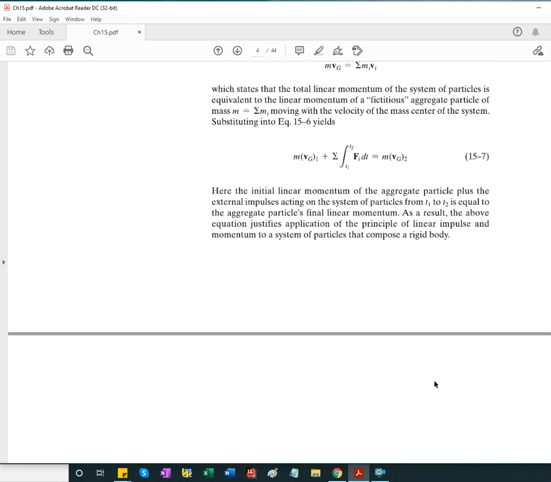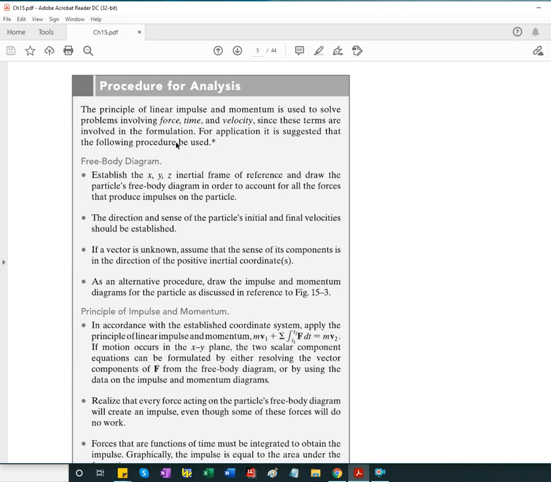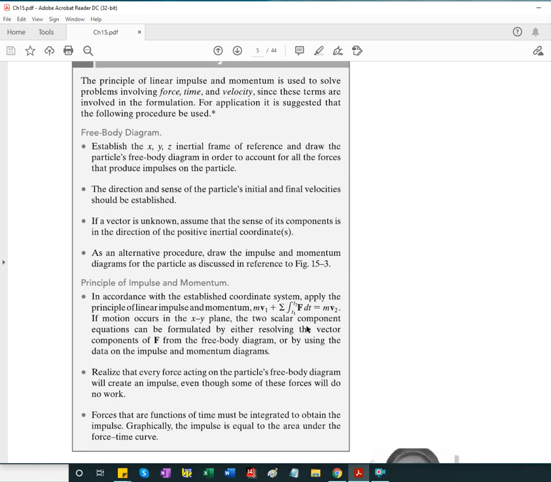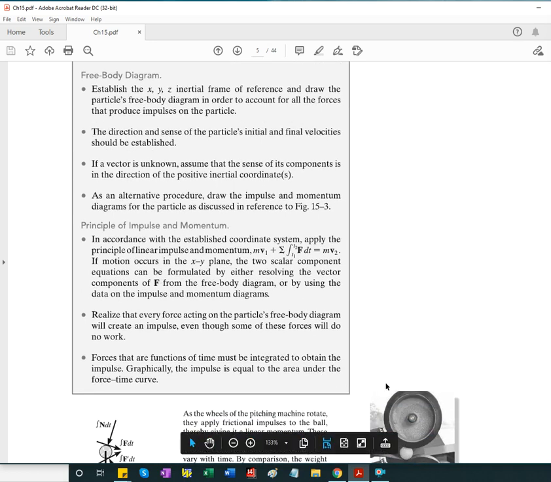And on this page, there's a procedure for analysis. So again, problems where force, time, velocity are given. And we need to choose a reference frame that's inertial. We need to identify forces that can contribute linear impulse, and state the equation the way we know it. And then either we have a constant force or a force that's changing with time. And they could be vector equations or working with components. This could be applied just along one direction.